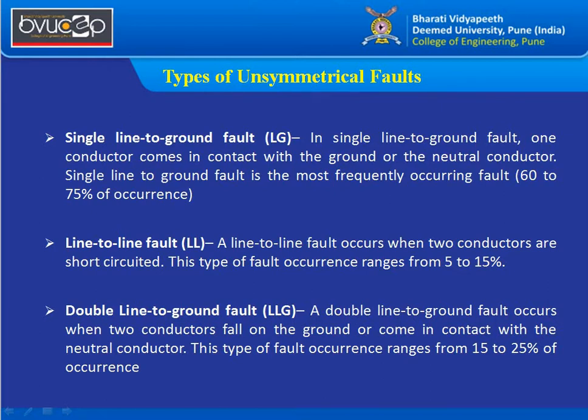Third type is the double line to ground fault. A double line to ground fault occurs when two conductors fall on the ground or come in contact with the neutral conductor. So this is very important. It contributes 15 to 25% of the occurrence. These are the two types we have considered, symmetrical and unsymmetrical. If we compare them, the unsymmetrical fault is not much severe, but it is the most frequently occurring fault in the power system compared to the symmetrical faults.